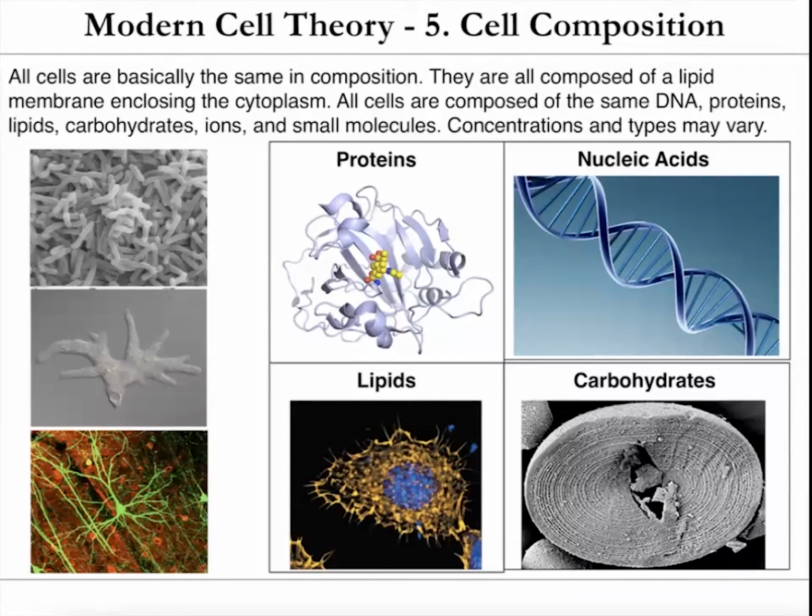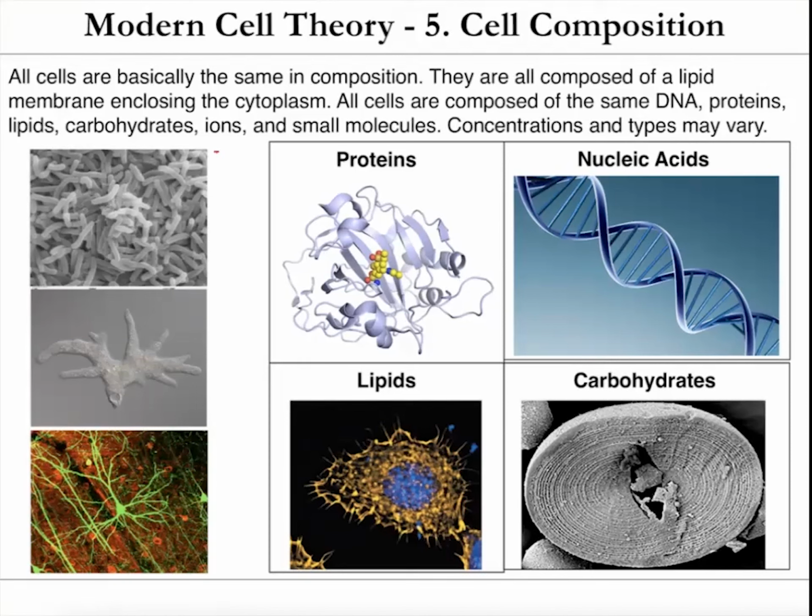Point 5 of the modern cell theory is that all cells are basically the same in composition. Now, there are caveats to this, of course. Different cells are different, just like it sounds. They have different functions and roles and needs for those cells to survive and reproduce, but they're all composed of basically the same overall structure, and they're definitely composed of the same biomolecules for the most part.